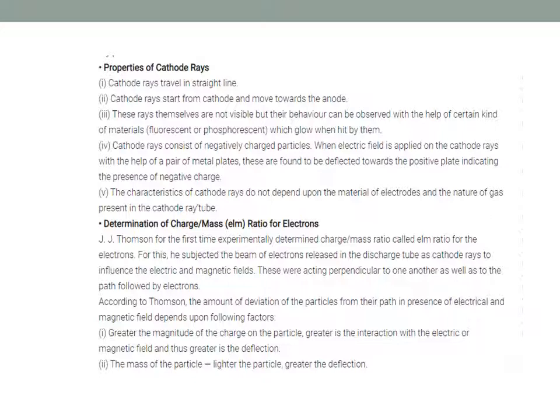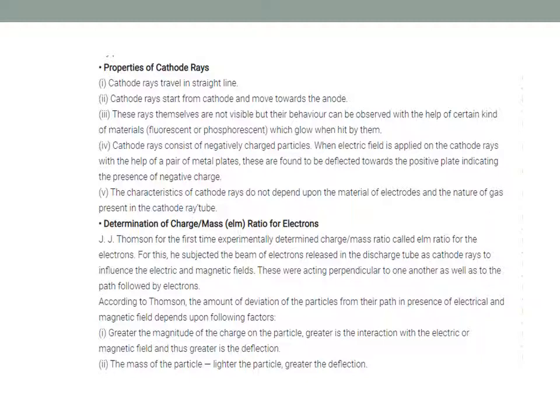Cathode rays consist of negatively charged particles. When an electric field is applied on the cathode rays with the help of a pair of metal plates, these are found to be deflected towards the positive plate, indicating the presence of negative charge. The characteristics of cathode rays do not depend upon the material of electrodes and the nature of gas present in the cathode ray tube.